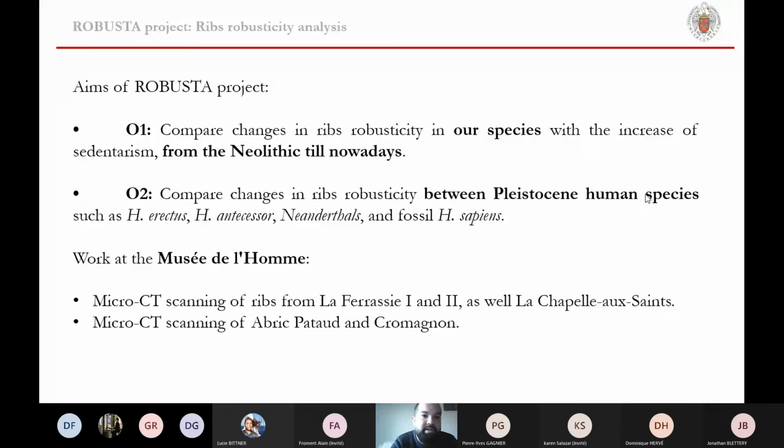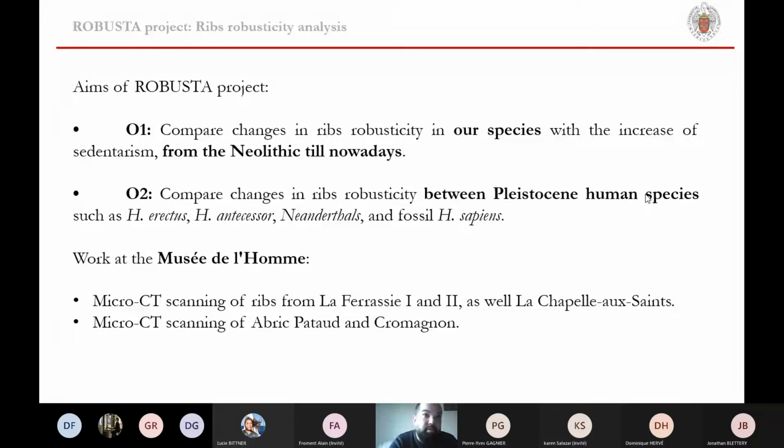So our project has two main objectives. The first one is to compare changes in rib robusticity in our species with the increase of sedentarism from the Neolithic to nowadays, or even from the Upper Paleolithic to nowadays. And the second objective is to compare changes in rib robusticity between Pleistocene human species such as Homo erectus, Homo antecessor, Neanderthals, and even fossil Homo sapiens.